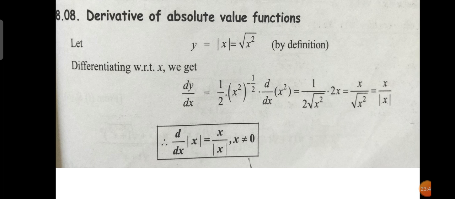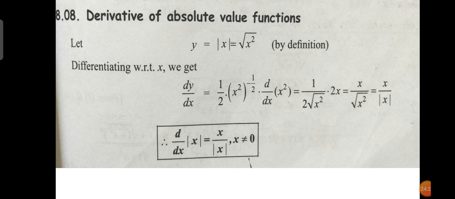So dy by dx of, d by dx of x square. That is 1 by 2 into root of x square into 2x. That is x square the whole raised to minus 1 by 2, which is 1 by root of x square. Then that 1 by 2 is also there. So 1 by 2 root of x square into 2x. The derivative of x square is 2 into x raised to 2 minus 1, that is 2x. Then the 2 cancels, x by root of x square, that is x by modulus of x.